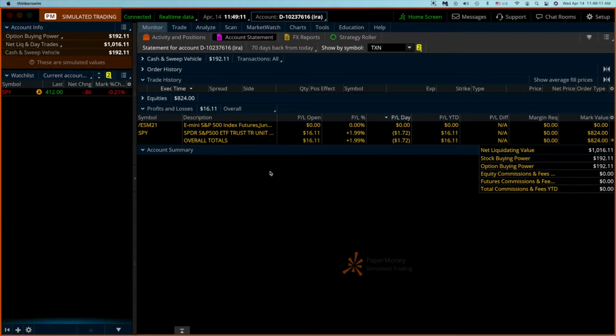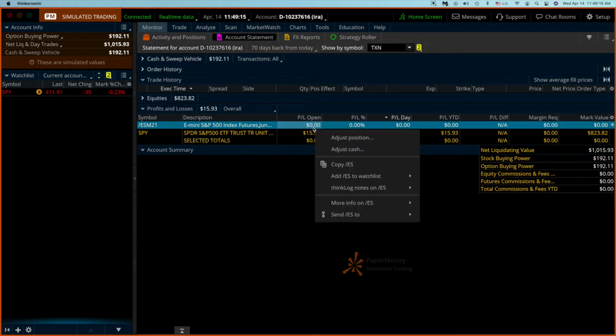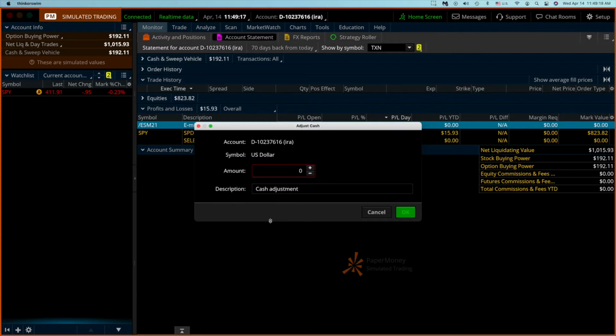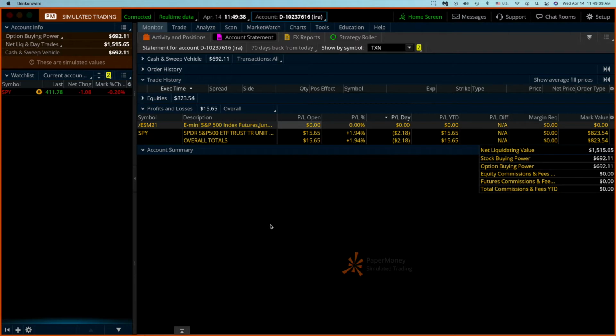This is the third week and as usual, I will click anywhere really and right click and say adjust cash and just pretend that I'm adding another $500 for savings. Okay, so our amount is increasing $500 and then say okay, and you'll see how this amount changes from 1015 to 1500, and there it is.